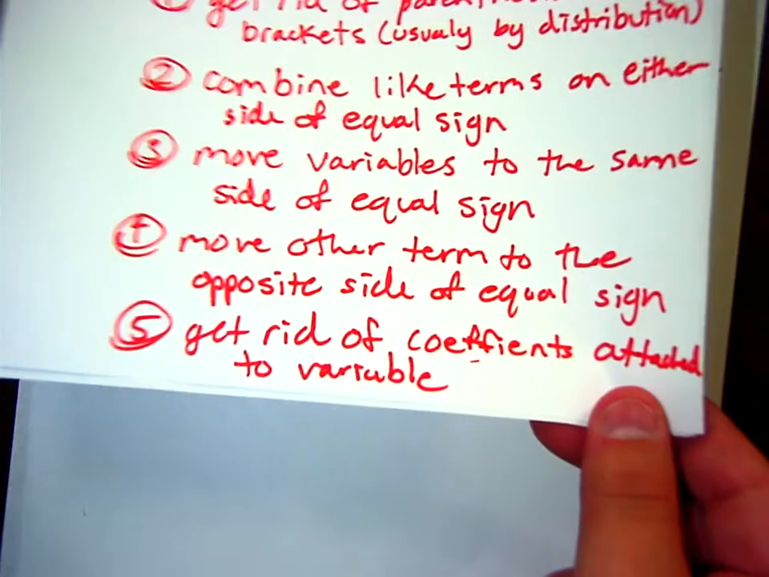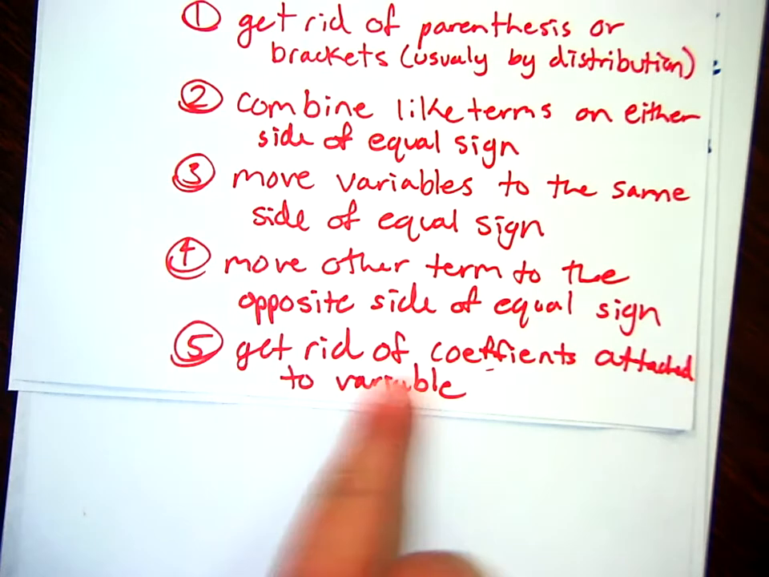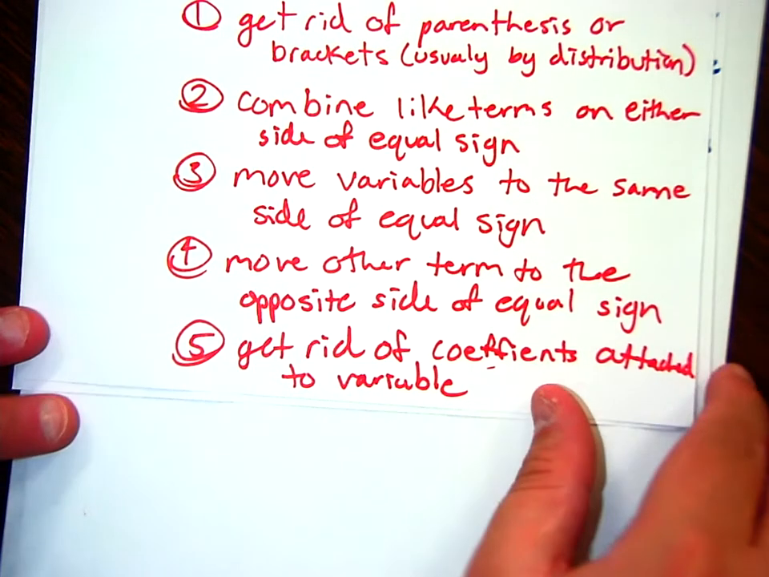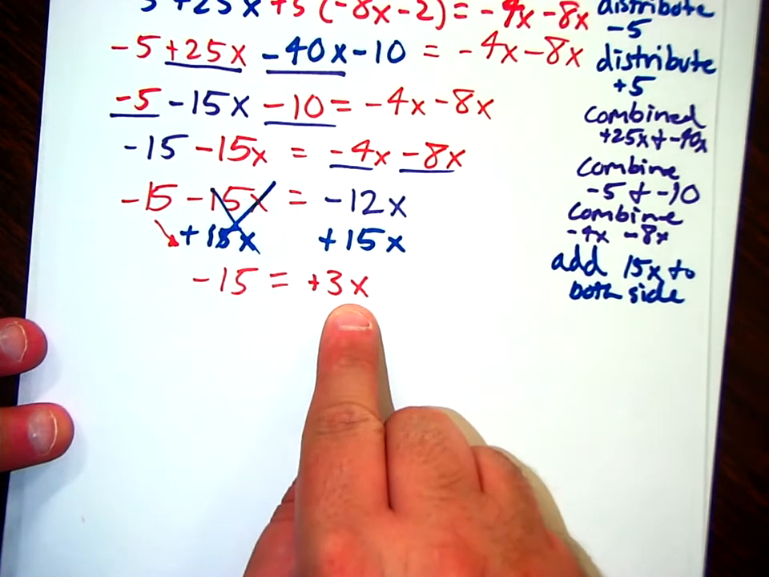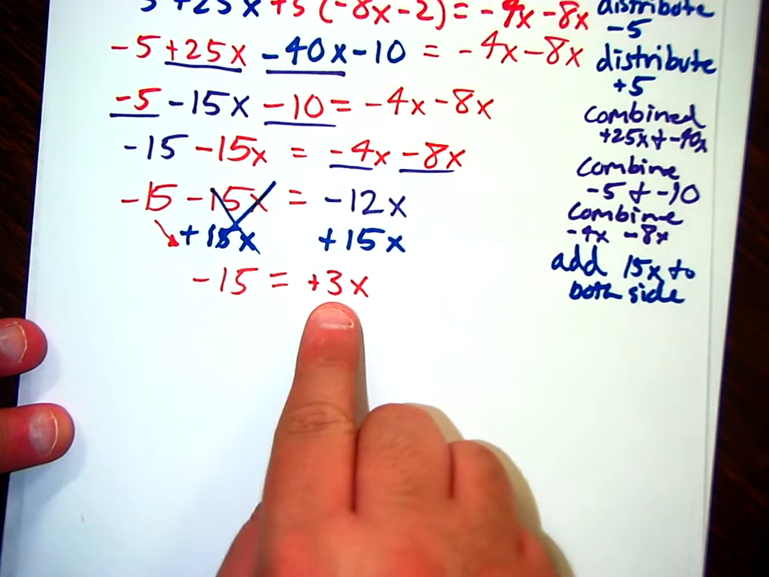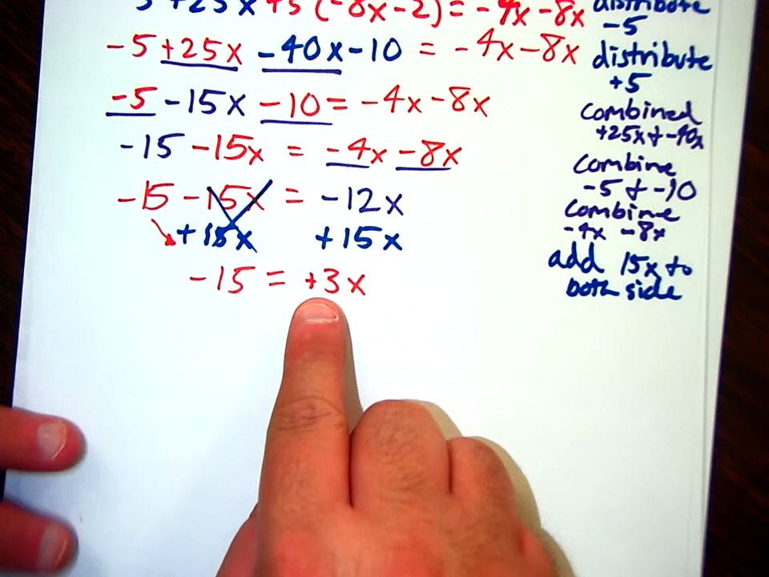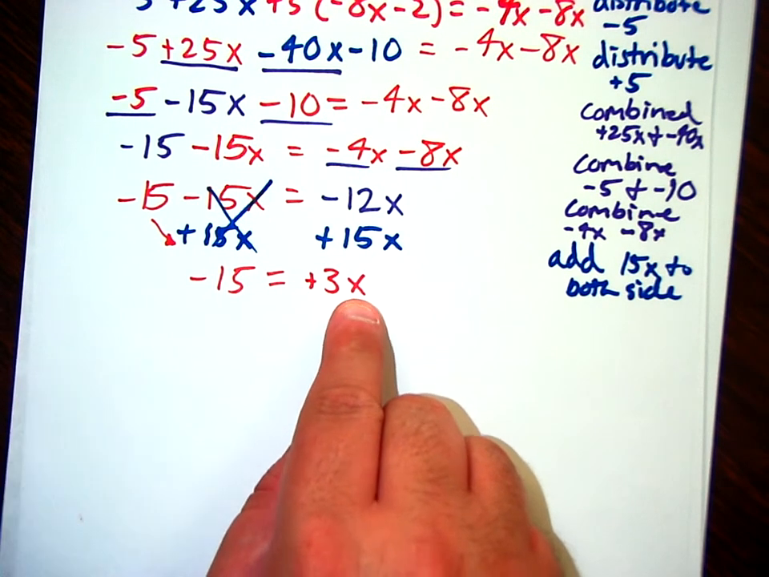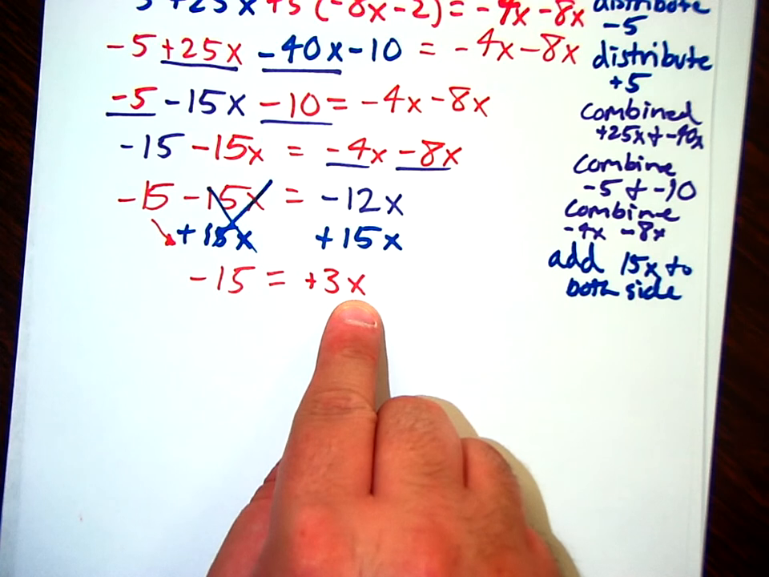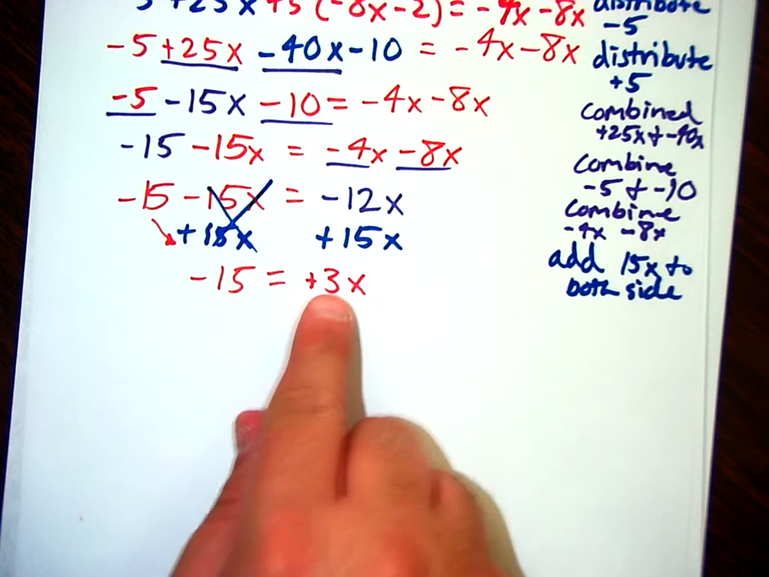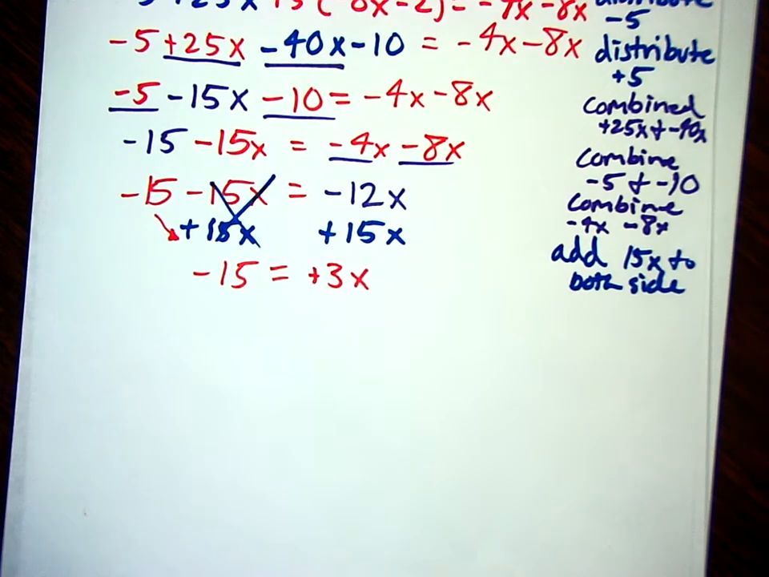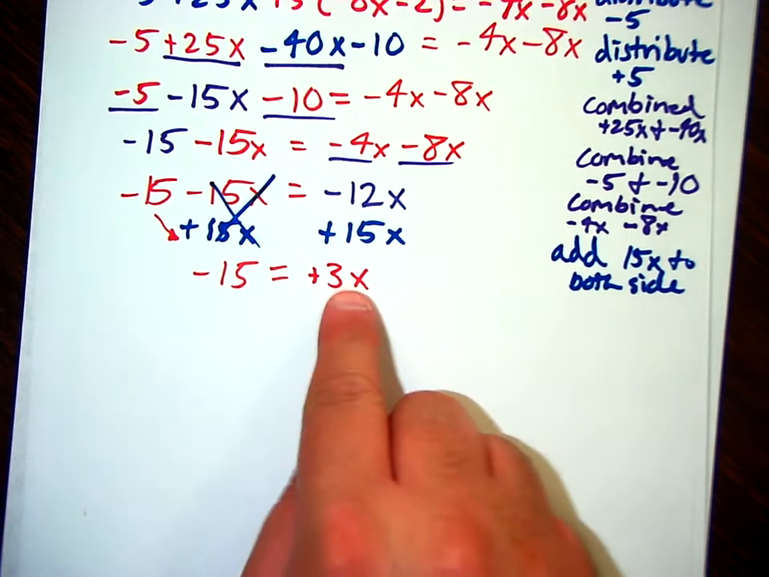The last step here is to get rid of the coefficients attached to the variable. Okay, so we're going to get rid of this coefficient here, this 3, attached to this x. Okay, they're in the same term. And because it's 3 times x, I have to utilize my inverse operations. We're going to use inverse operations to make this 3 move over here. So what's the inverse operator of a multiply?